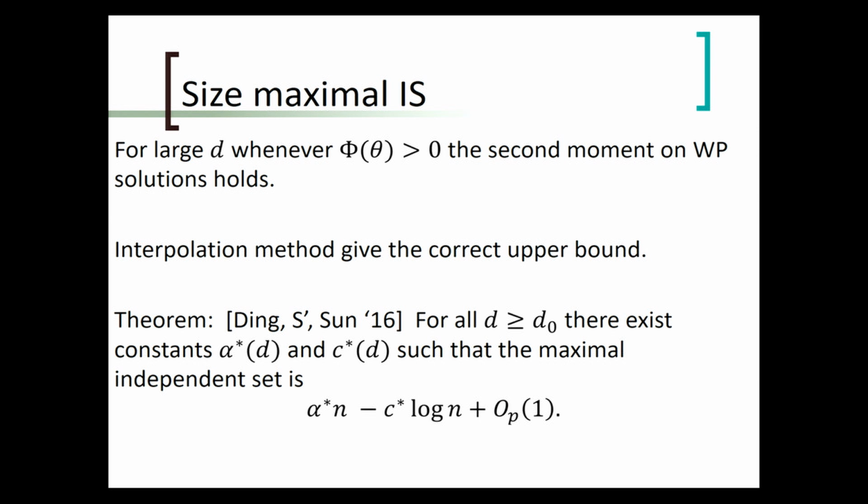So in random regular graphs, the size of the maximal independent set is very concentrated. For Erdős-Renyi random graphs, it would be much less concentrated. You'd have square root n fluctuations.